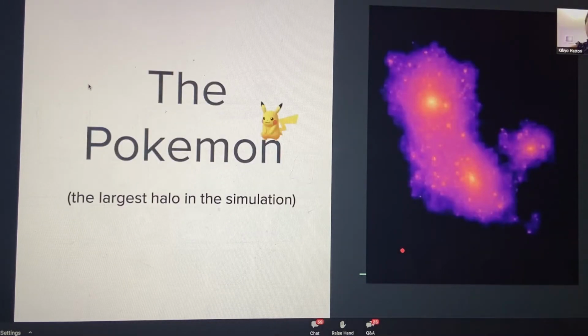So here's the image of the largest halo in the simulation. When we first found this halo, we said, wait, this looks like a Pokemon. So we decided to call it the Pokemon, and we have been calling it that for a year now. See, there's a head, body, tail, and even a little bit.